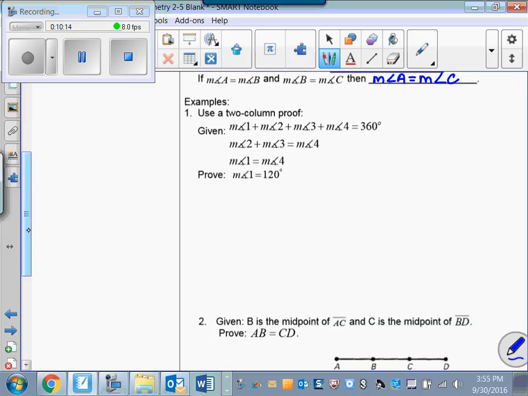All right, so here we're being asked to write a 2-column proof. So we got to put our statements.